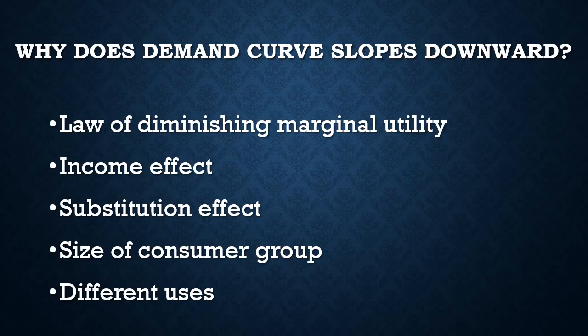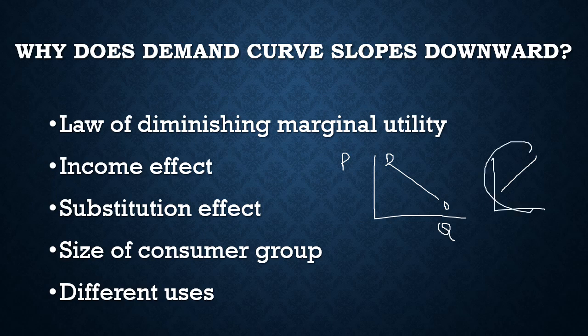Then the question comes, why does demand curve slopes downward? You know, this is the shape of demand curve, right? This is the demand curve. Okay, DD is the demand curve. Got it? Here we have price, here we have quantity. Now, what is the reason that it is downward sloping? We could make it like this also. Yes. Why we have not made it like this and we have made it like this?